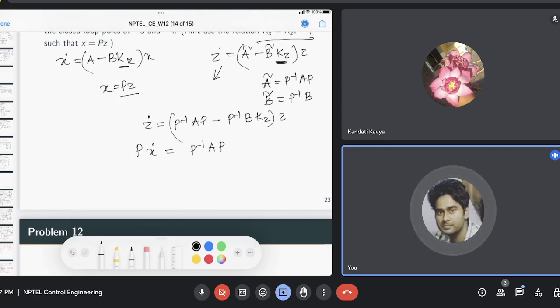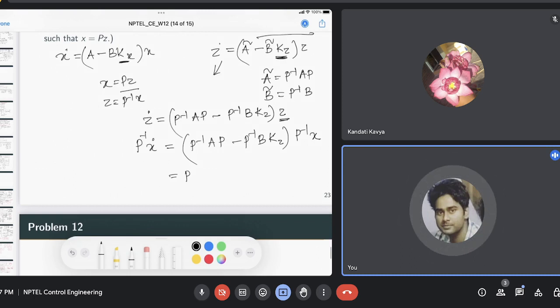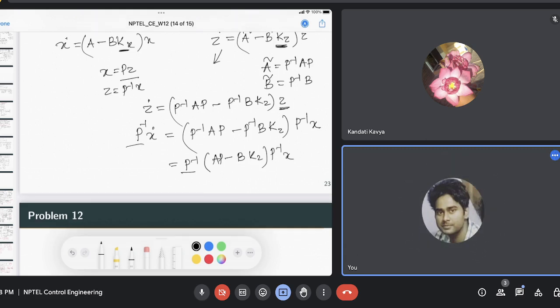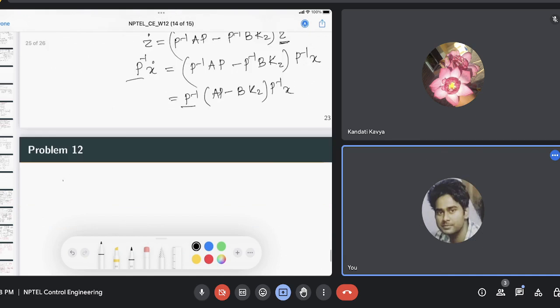Since P is invertible, that means z equal to P inverse x, right? So it will be P inverse x dot, equal to P inverse AP minus P inverse B KZ, and z is again P inverse x. I will take P inverse common, so it will be A minus B KZ P inverse x. Then P inverse on both sides will cancel, so we have x dot equal to AP minus B KZ into P inverse x.